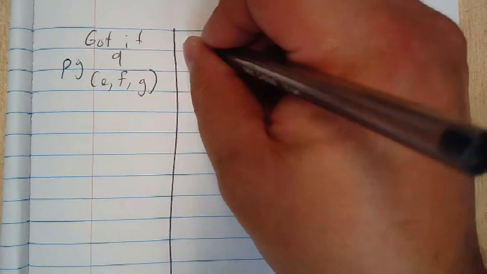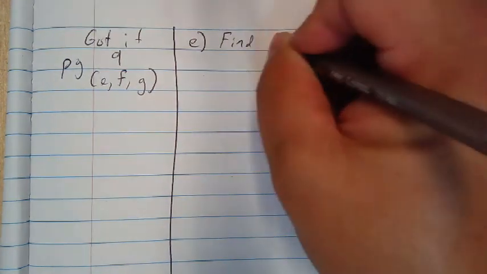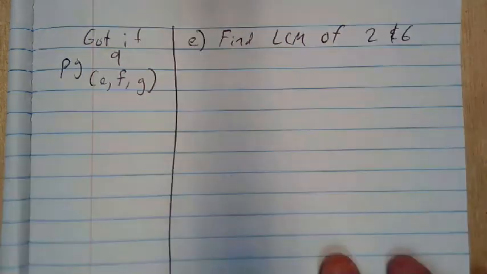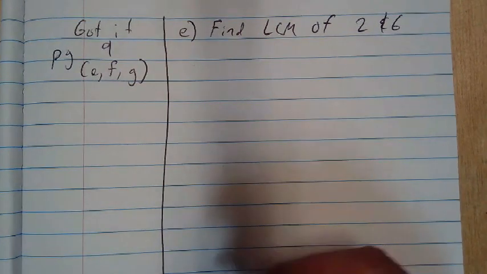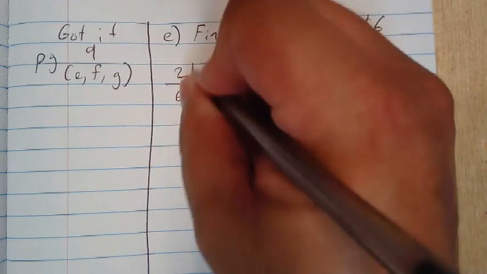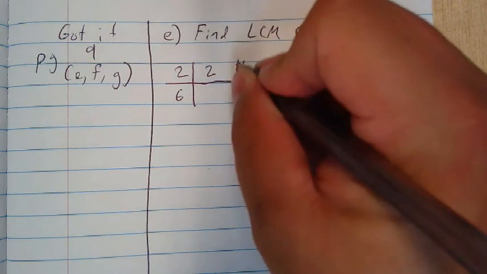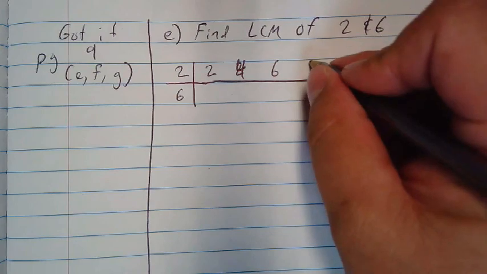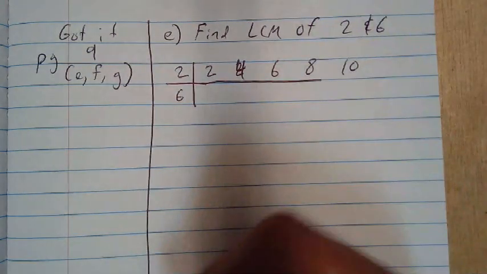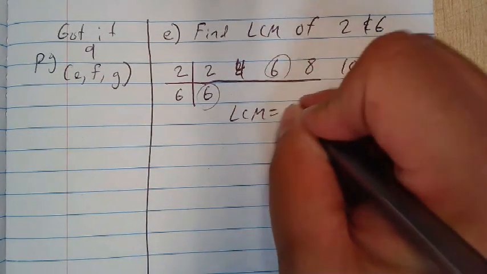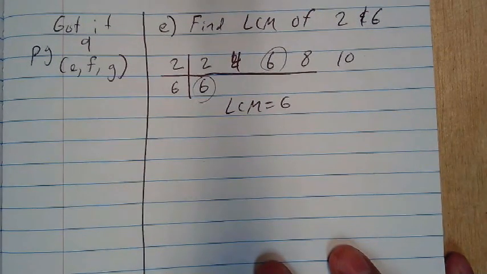All right, for letter E, we have find the LCM of 2 and 6. Okay. Now, I have 2 options here. I can do the whole multiple thing, where I just multiply, skip count. 2 times 1, 2 times 2, 4. 2 times 3 is 6. 2 times 4 is 8. I'm just adding 2. There you go. 6 times 1 is 6. Oh, wait, I can stop right there. Okay, that'll work, right?